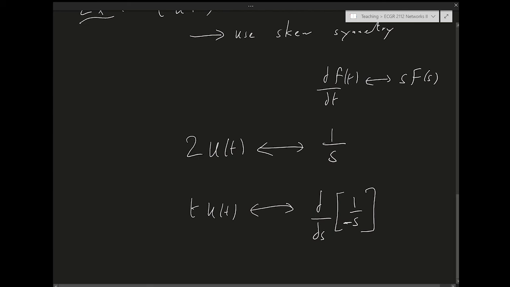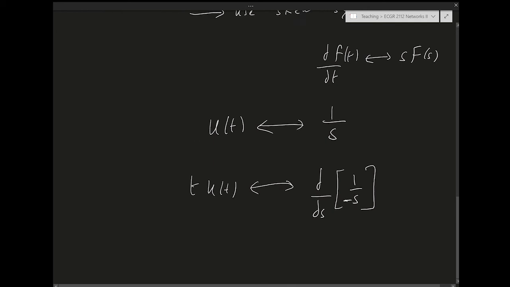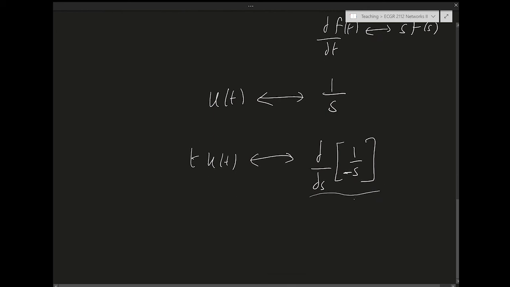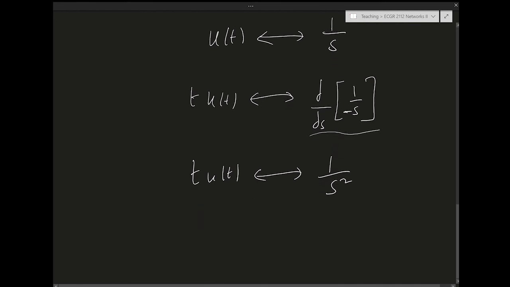So 2u of t goes to 2 over s. This is from the linearity of the Laplace transform, right? And then I can differentiate this with respect to s. I end up with t u of t transforms into minus d over ds of 1 over s, which is minus minus, so it goes away, and then 1 over s squared. Okay. So this is one way of finding it, but this is not the only way. We could find it by differentiation and it should give us the same result.